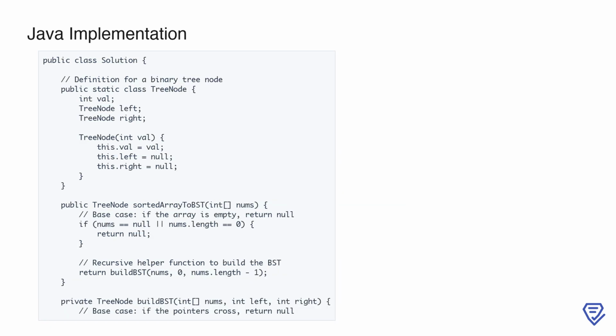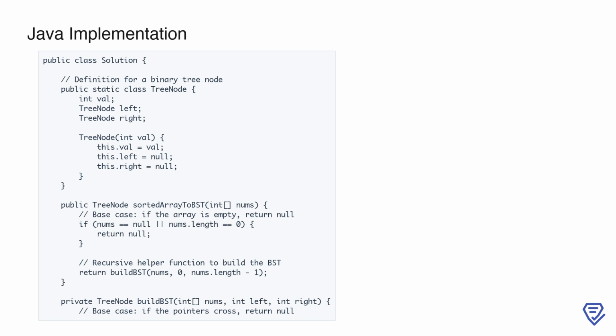Here, we start by defining a class called Solution that contains all the methods needed to solve the problem. Inside it, we define a nested static class TreeNode to represent the structure of a node in our binary search tree. Each node will contain an integer value, val, and two pointers, left and right, for the left and right child nodes respectively. The constructor initializes the node with a value and sets the children to null. Next, we define the main method, sortedArrayToBST, which takes a sorted array of integers as input. The first thing we do in this method is handle the base case where the input array is null or empty.